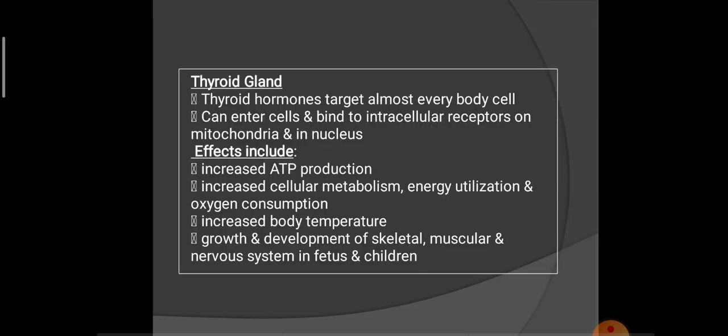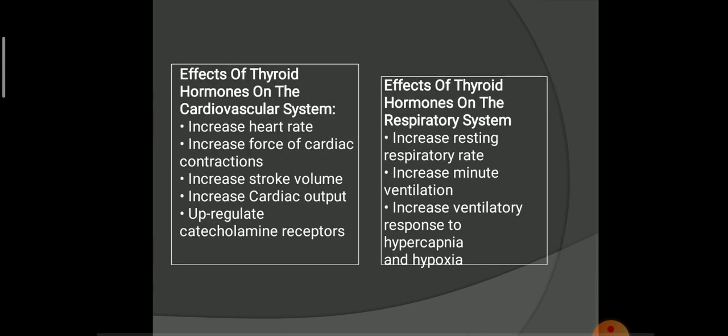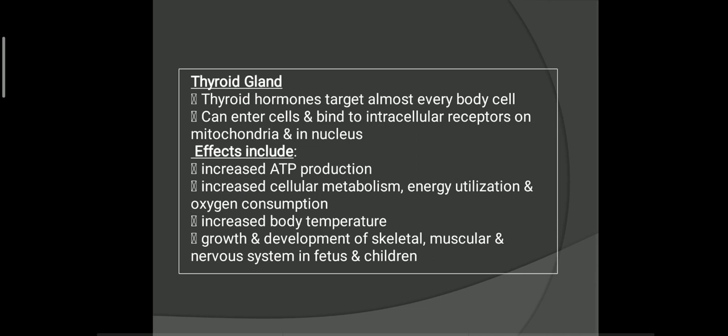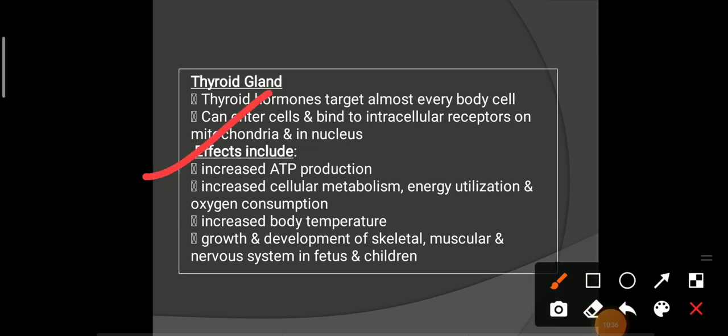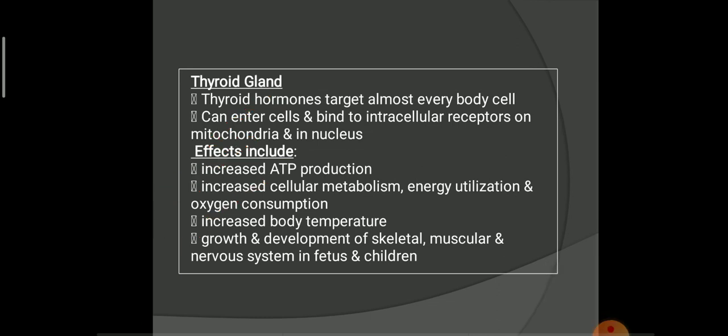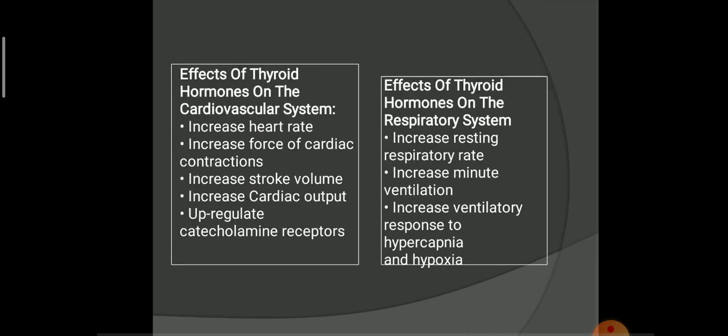And we already said in the starting that thyroid gland abnormalities may also have an effect on other systems of the body too. Now let us discuss what the thyroid hormones regulate in other organs individually. Basically, its effects include: it has the capacity to increase ATP production, and it has the capacity to increase cellular metabolism. It has the capacity to increase the body temperature as we discussed previously.